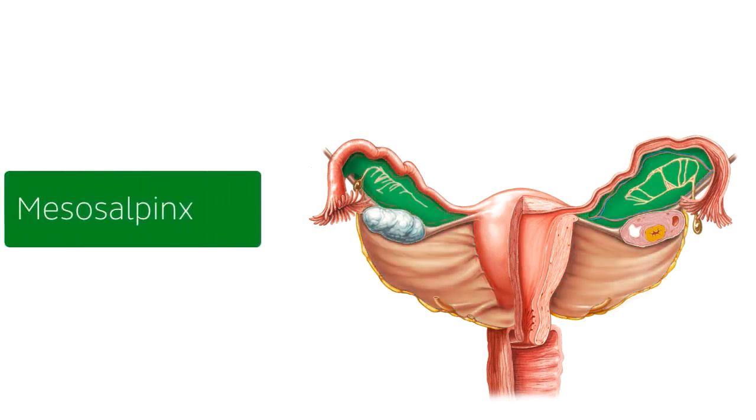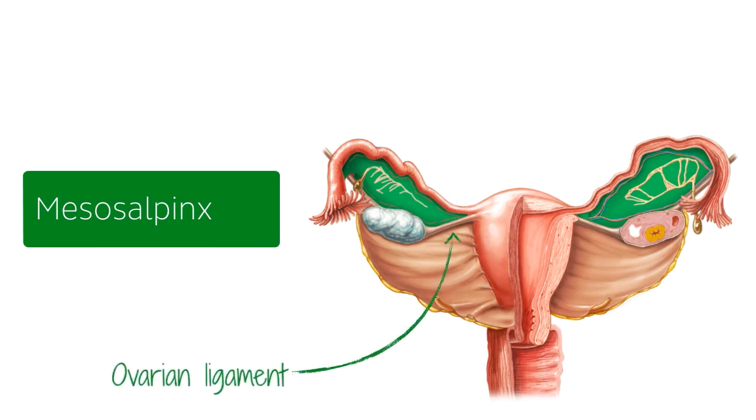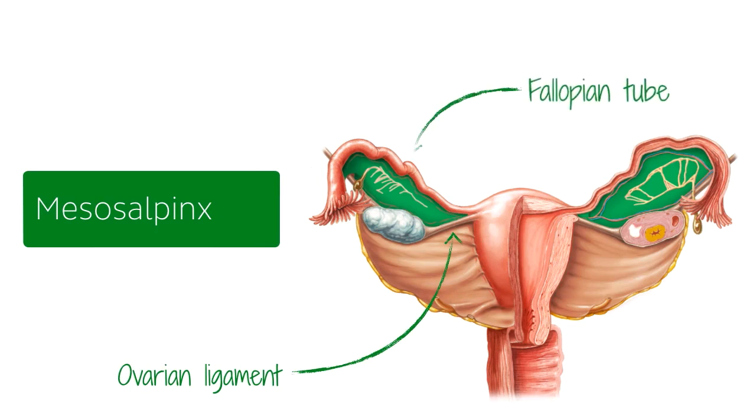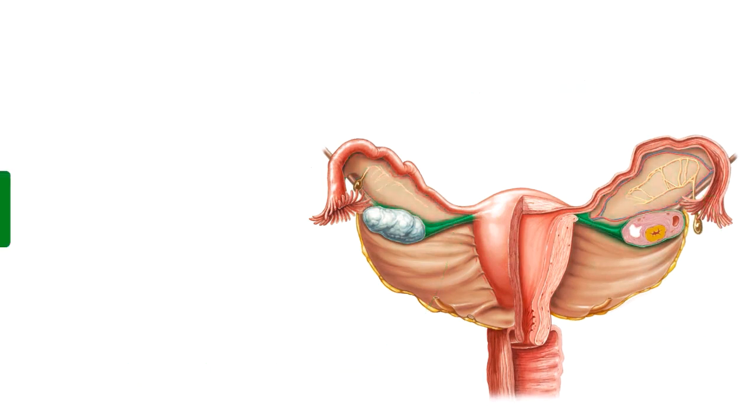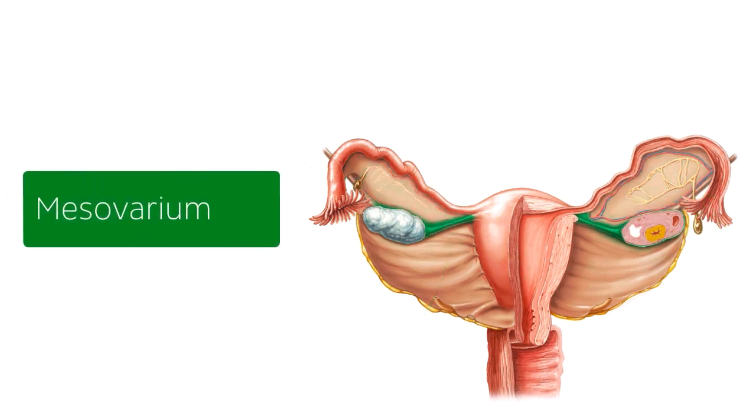The mesosalpinx is the superior part of the broad ligament and is attached to the ovarian ligament medially, the fallopian tube superiorly, and the suspensory ligament laterally. And the third and smallest part of the broad ligament is the mesovarium. And the mesovarium is actually a transverse extension of the broad ligament infero-posteriorly, suspending the ovary. And it lies between the mesometrium and the mesosalpinx and encloses the ovarian ligament.